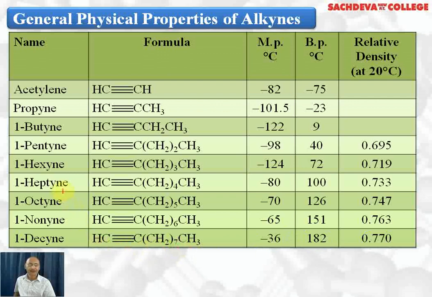at 20 degrees centigrade. The most important point to remember is that boiling point goes on increasing with the increase in carbon chain because surface area increases, van der Waals force of attraction increases, hence boiling point increases. Melting point, you will remember that hydrocarbons or alkynes with an even number of carbon atoms will have a higher melting point than odd ones because they fit into the crystal lattice more readily.